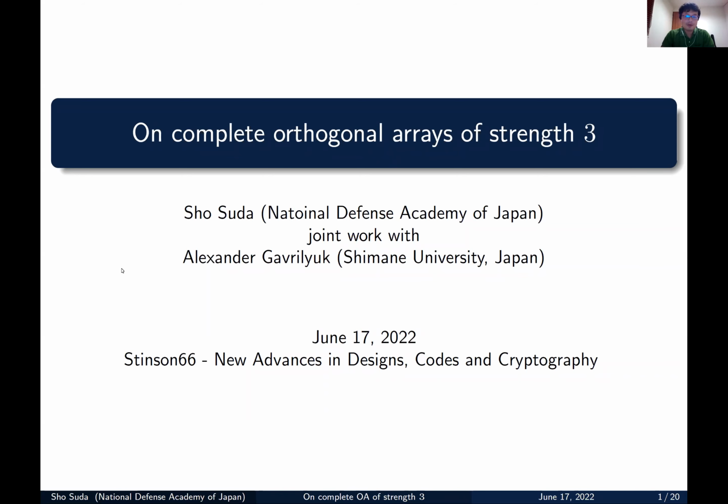I'm going to talk about complete orthogonal arrays of strength 3. This is based on joint work with Sasha Gabriuk from Shimane University in Japan.